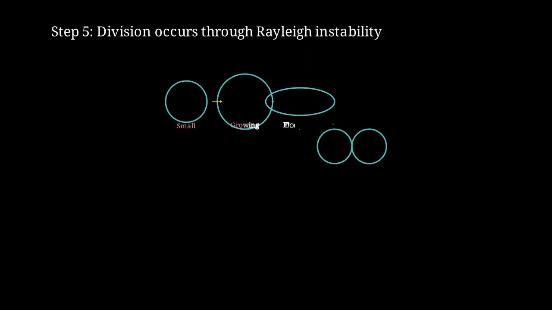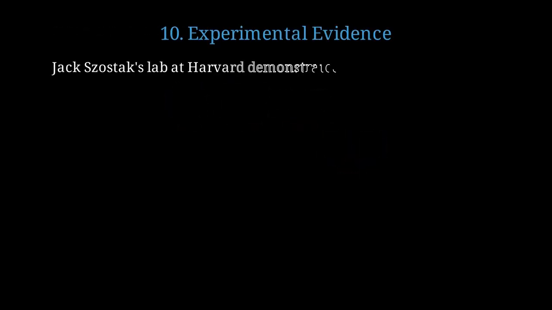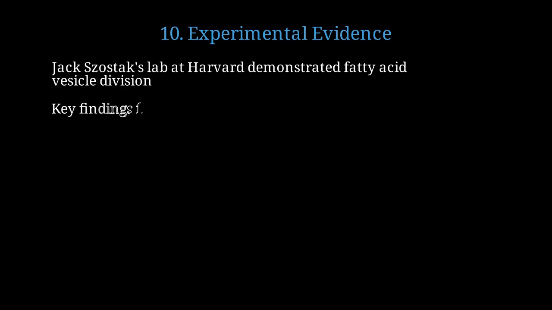The complete cycle. A small vesicle grows by incorporating fatty acids, elongates under osmotic pressure, then divides into two daughter vesicles. What experimental evidence supports this scenario? Jack Szostak's laboratory at Harvard has demonstrated fatty acid vesicle division in controlled experiments. Here are the key findings from their groundbreaking research.